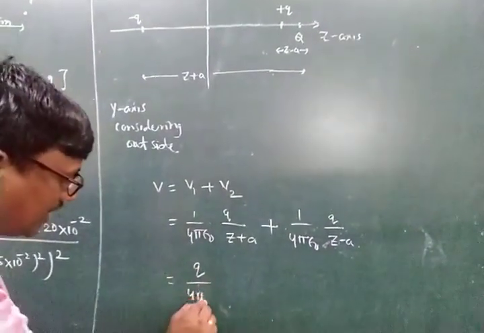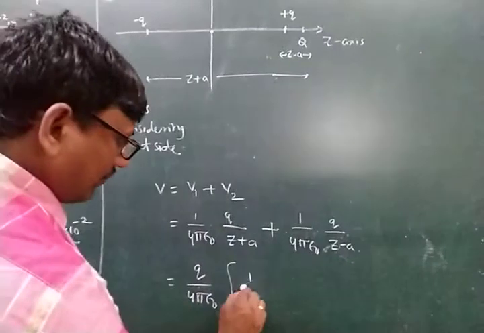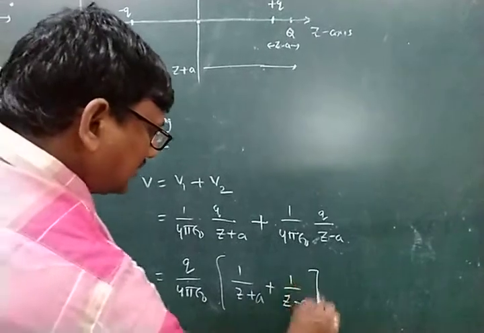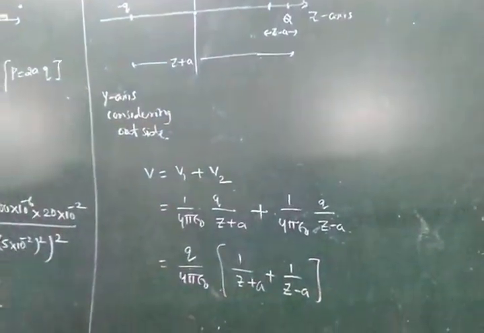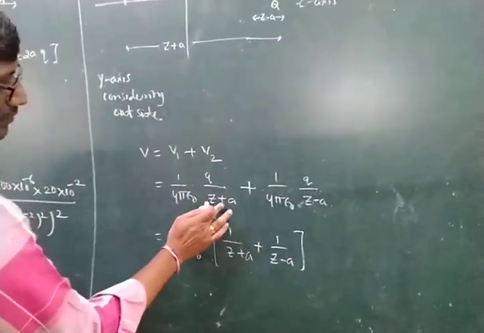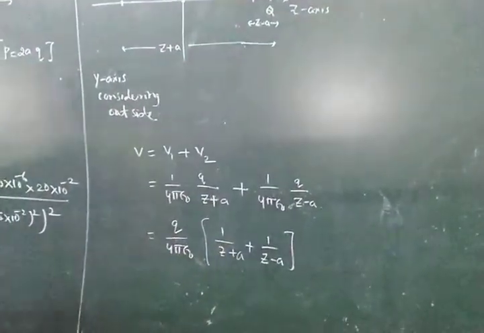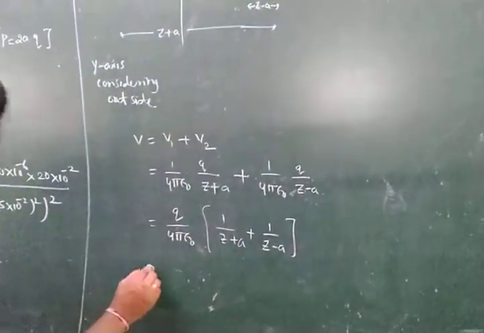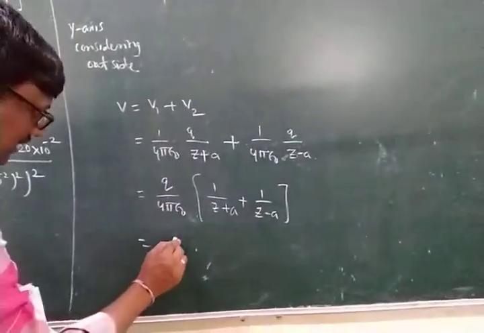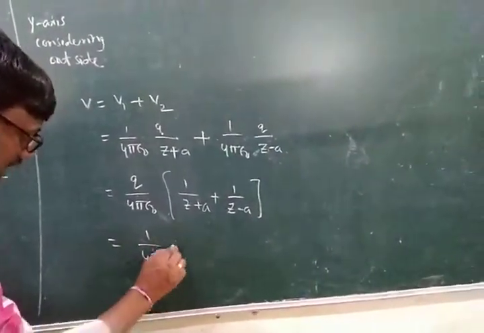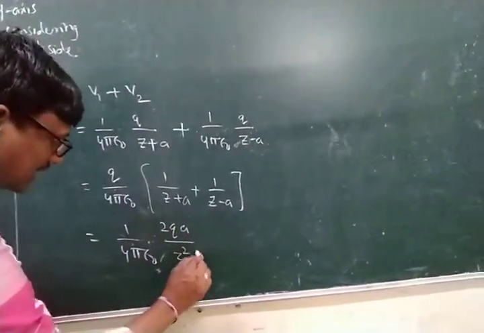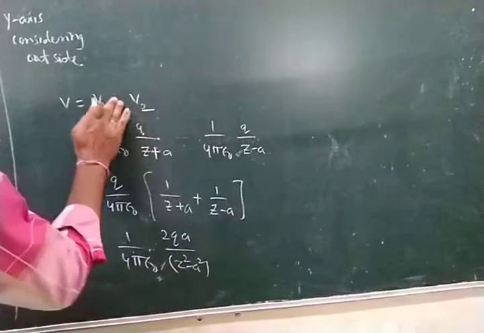q by 4 pi epsilon naught, we will take the LCM: 1 by z plus a minus 1 by z minus a. Here, this is V1 and this is V2. Take the cross multiplication with the LCM. We are getting the formula 1 by 4 pi epsilon naught, 2qa by z square minus a square. Here, we take the minus in between.